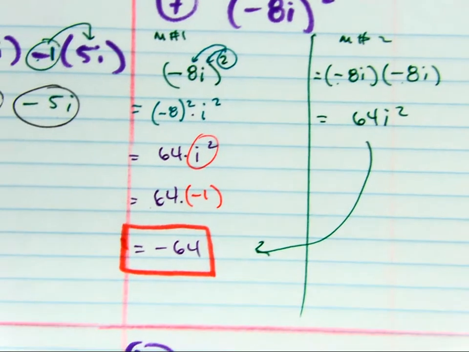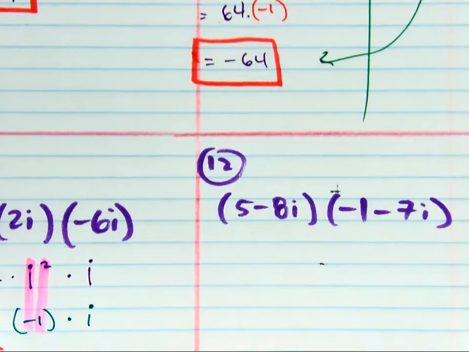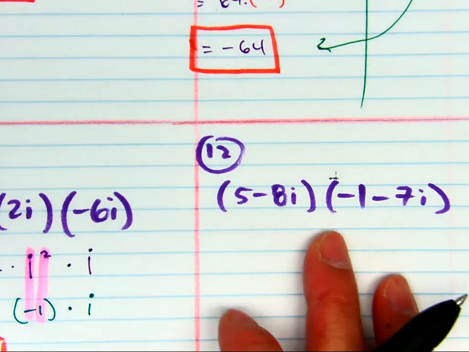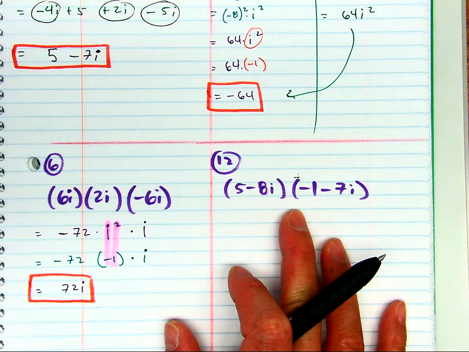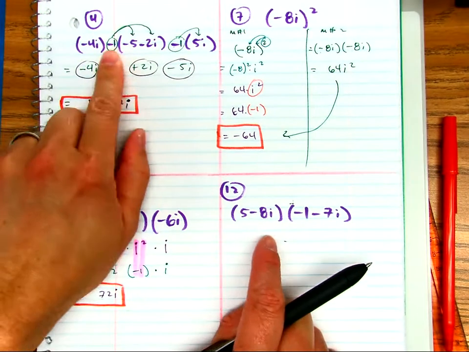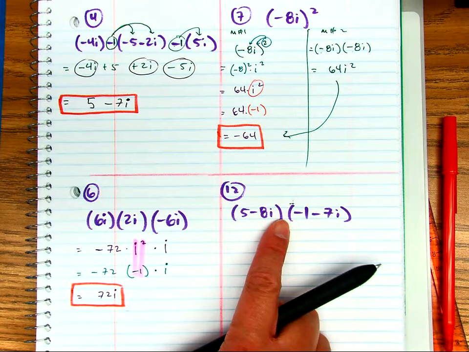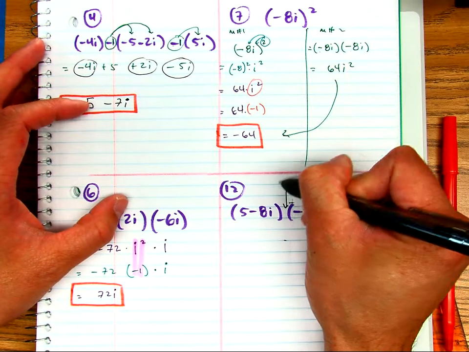And the last one, question number 12. In this problem, you should recognize the math operations. This one has minus signs or plus signs. This one has nothing, so this is multiplication.